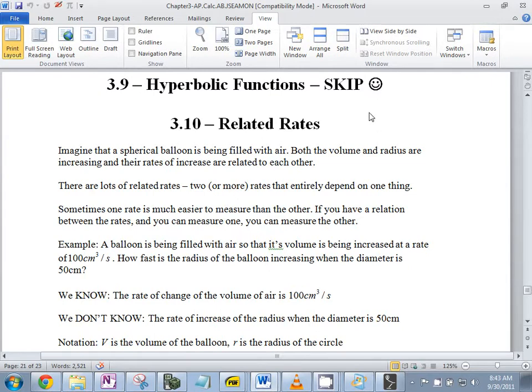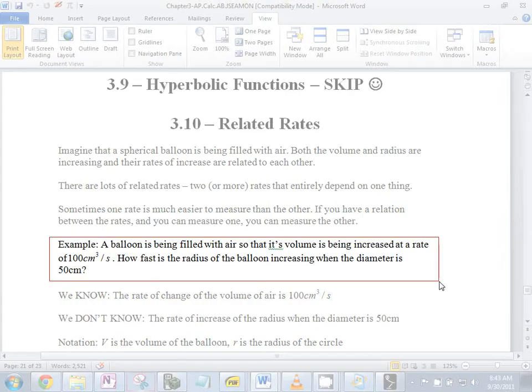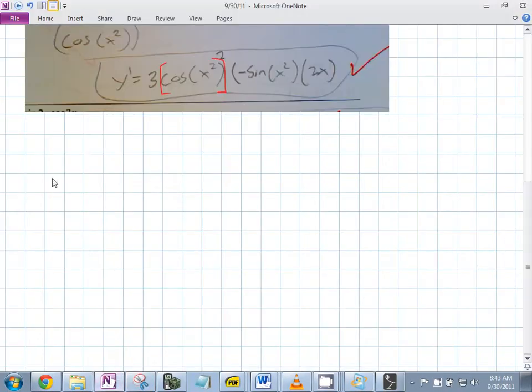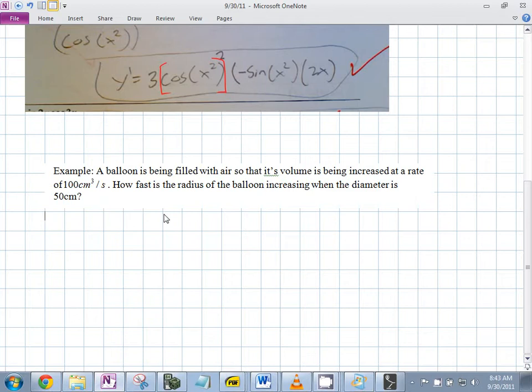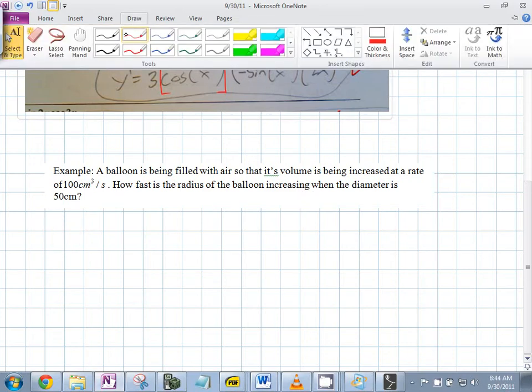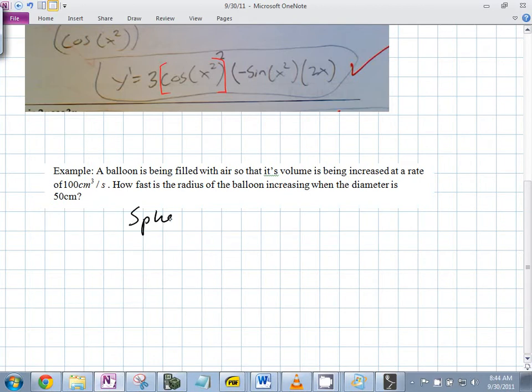Okay, so here's this example right here. A balloon is being filled with air, so its volume is increasing at 100 centimeters cubed a second. How fast is the radius of the balloon increasing when the diameter is 50 centimeters? Now, here's the thing. What shape are we assuming this balloon is? A sphere. We're assuming it's a sphere. It's not necessarily the case. Most balloons are not spherical, but let's assume it's a sphere.